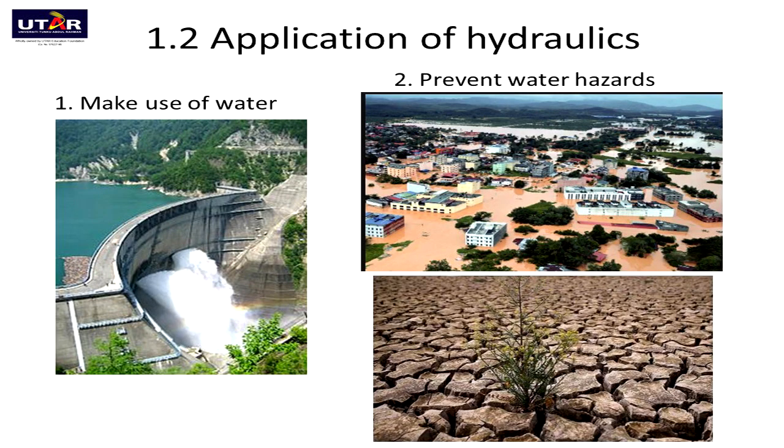Some of the examples of hydraulic engineering are shown here. The first picture on the left shows a dam. Dams make use of water by controlling the surface water flow for various purposes, including water supply, irrigation, power generation, and flood control. The pictures on the right show examples that hydraulic engineering tries to prevent from happening: the water hazards such as inundation due to excessive water or drought due to lack of water.